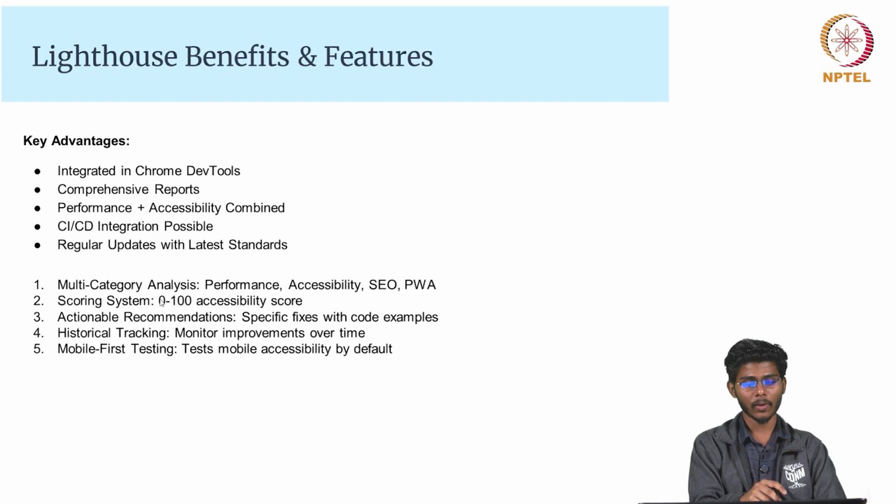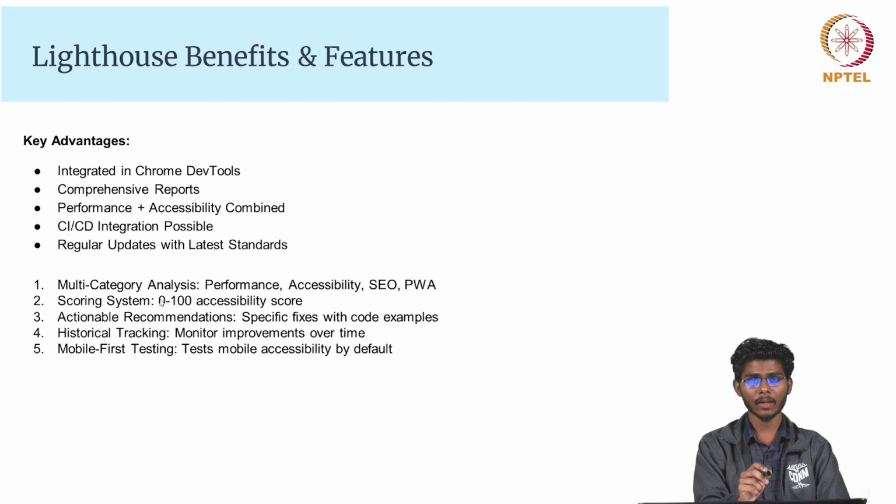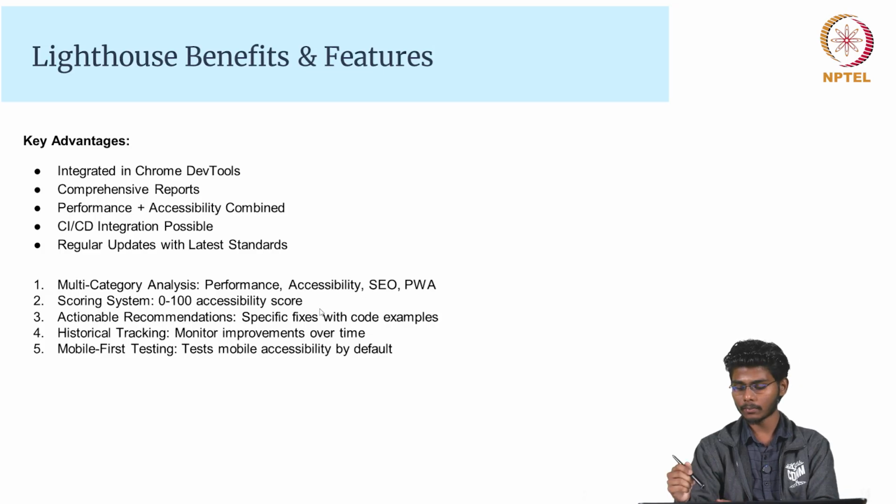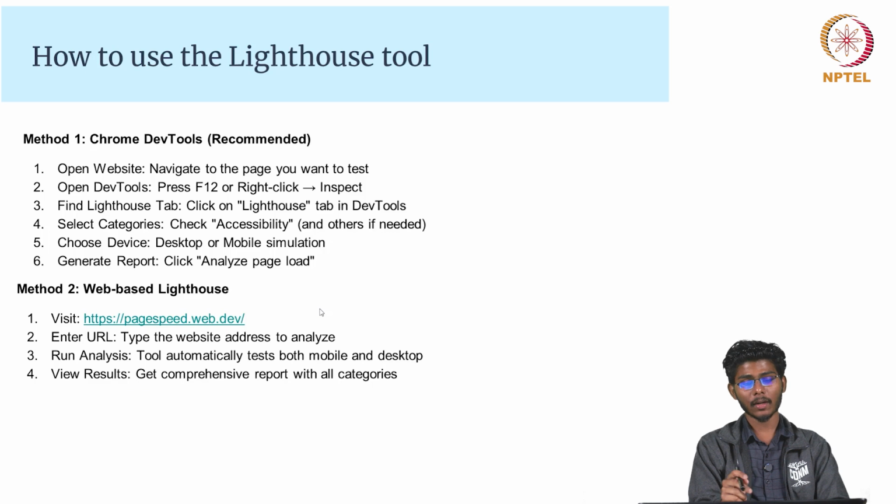It also has a scoring system, which is the main category in Lighthouse. It has a 0 to 100 accessibility score. It also has CI and CD integration possible, which are basically the dev tool containers in the HTML session. So it generates a much more technical report, and shows how issues can be solved on the technical end of the interface. So how to use the Lighthouse tool?